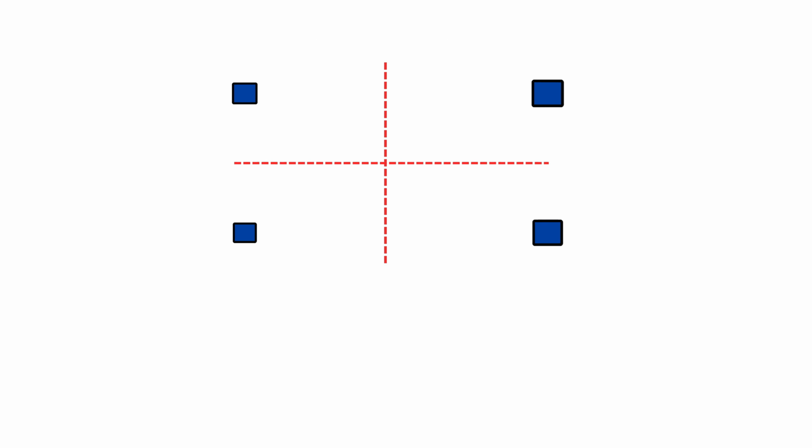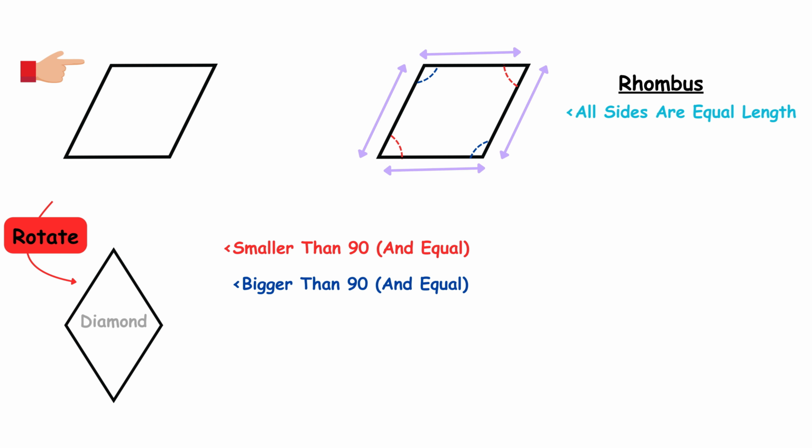Now, let us look at the rhombus. A rhombus is somewhat like a square that has been tilted or pushed over. Imagine taking a square and applying pressure at one corner so it leans over to one side. What you end up with is a rhombus.